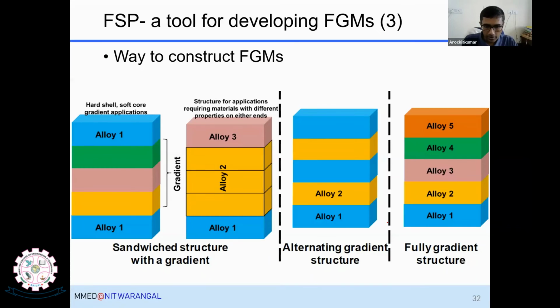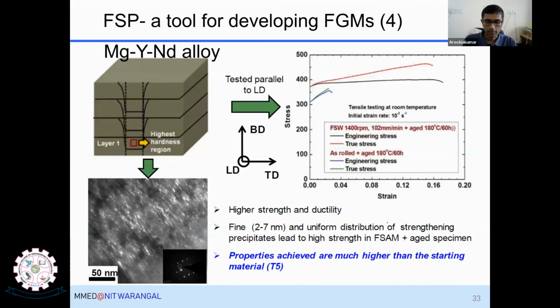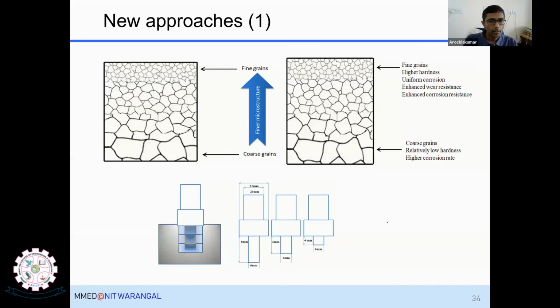Let me skip this slide also. So now how to generate such functionally graded material? Through FSP, as I told you earlier, you can convert some depth of the material into composite, and thereby this side becomes stronger, and the core is tough.